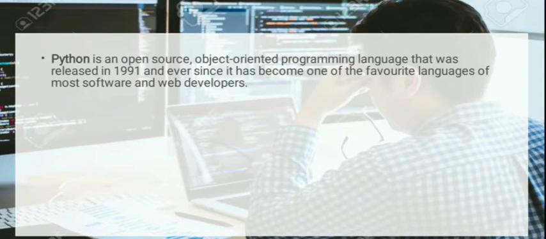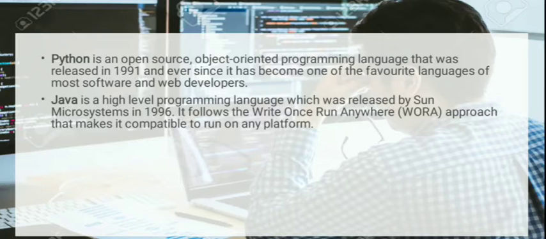So now let's talk about the very well-known language, Python. As everyone knows, Python is an open source object-oriented programming language that was released in 1991, and ever since it has become one of the favorite languages of most software and web developers. And again, a famous language, Java. Java is a high-level programming language which was released by Sun Microsystems in 1996. It follows the write once, run anywhere approach that makes it compatible to run on any platform.